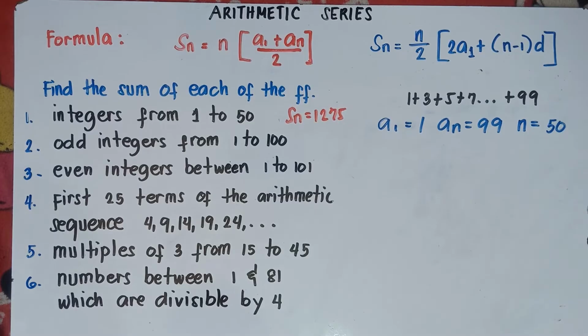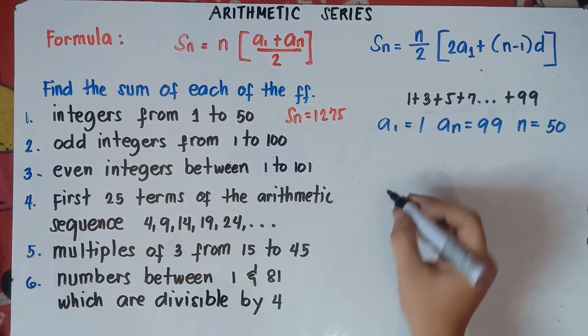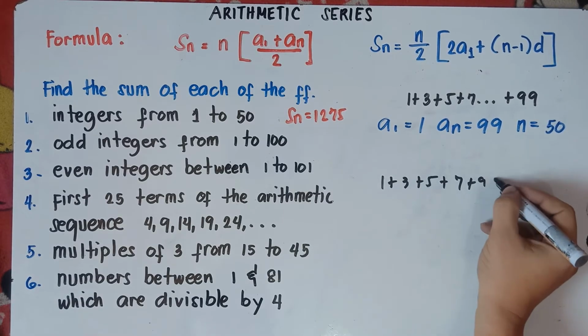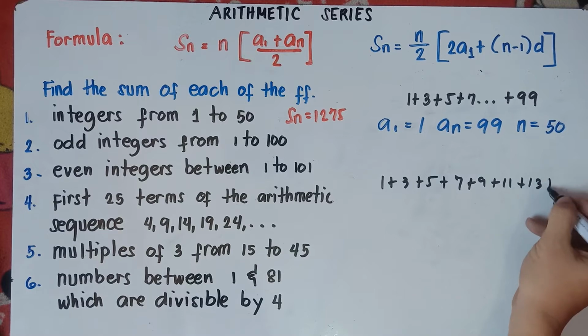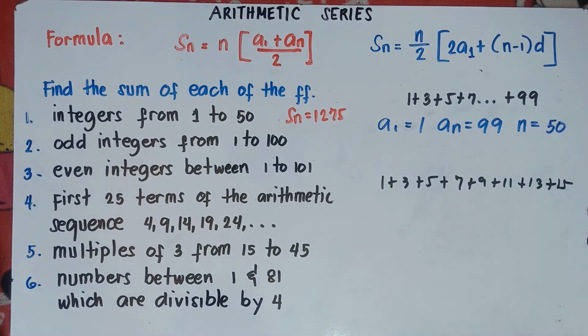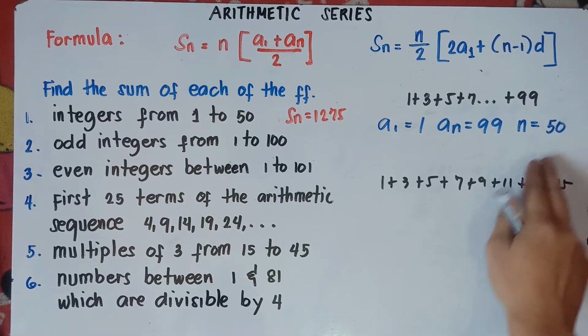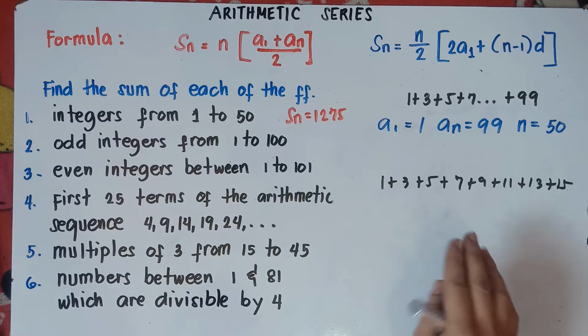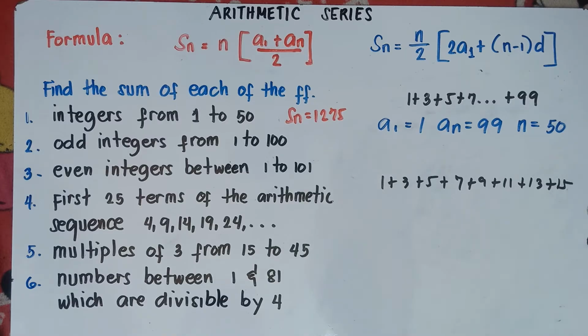So it will take time if you do it this way. If we write the numbers 1 plus 3 plus 5 plus 7 plus 9 plus 11 plus 13 plus 15 plus 17 and so on, we already know that half of 100 is 50. Because we have 50 odd numbers from 1 to 100, and we have 50 even integers from 1 to 100.